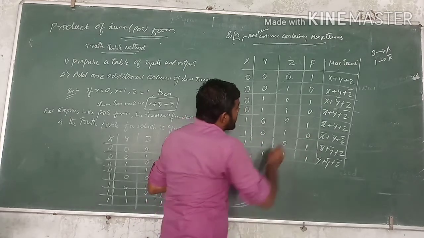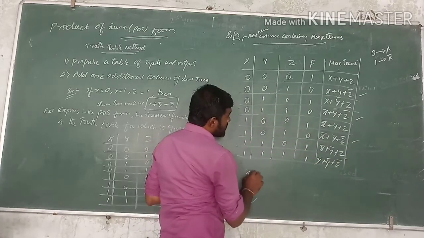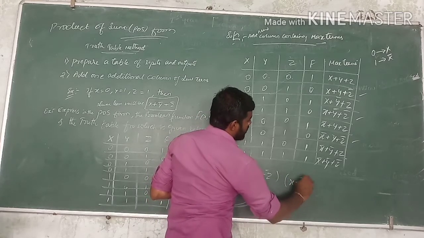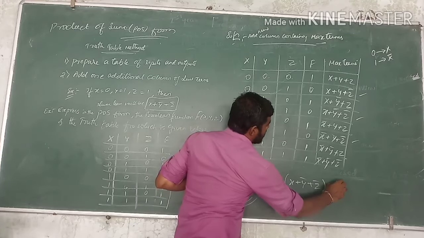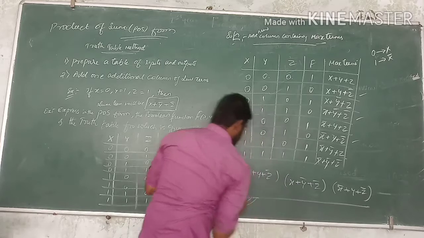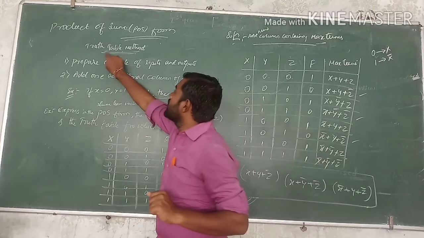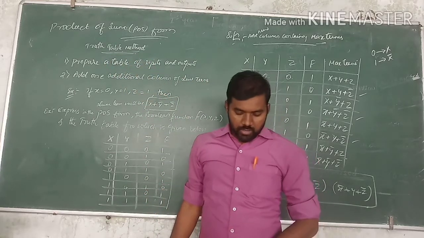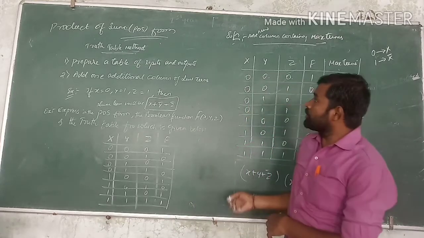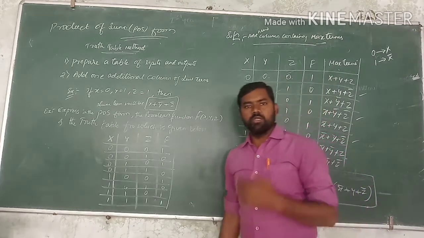So the equation should be generated by considering this one and this one: x plus y plus z complement, and x plus y complement plus z complement, and the last one is x complement plus y complement plus z complement. This is the whole equation that we did in the product of sum using the truth table method. You should be clear about these things, whether you need to use the truth table or the algebraic method.